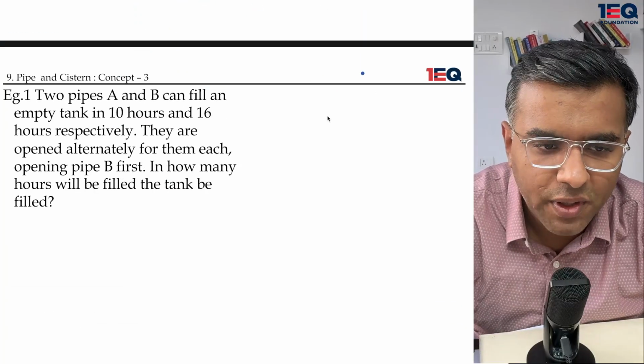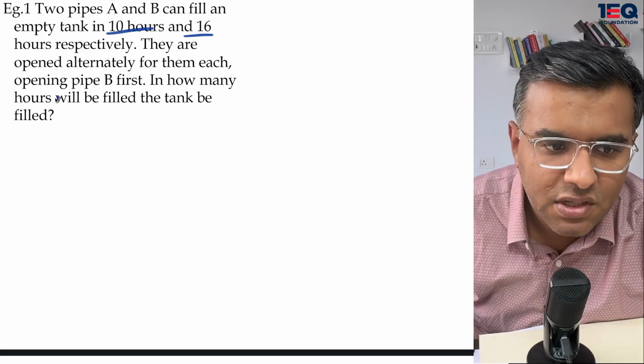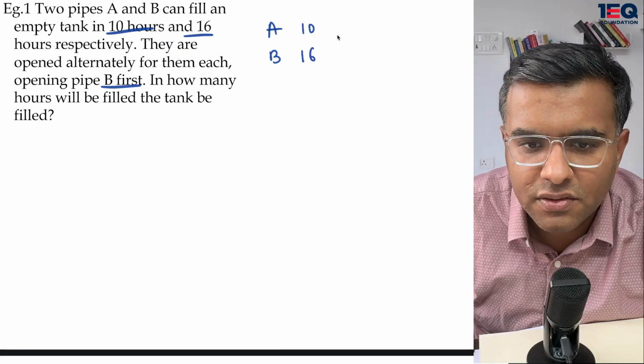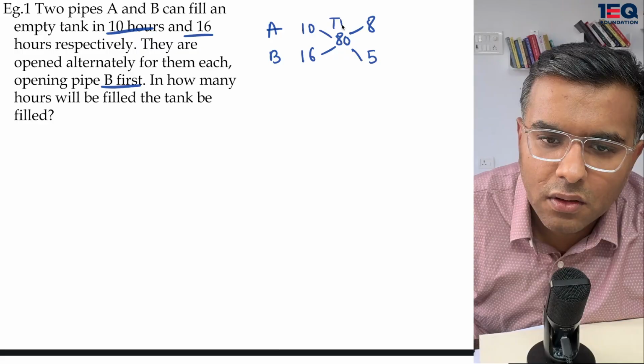Two pipes A and B can fill an empty tank in 10 hours and 16 hours respectively. They are opened alternately, opening pipe B first. So how many hours will it take for the tank to be filled? This is A, this is B. The times are 10 and 16. The total work, 16 fives are 80, so 80 is the total work. 8 is the work being done by A. 5 is the work being done by B. The total work is equal to 80.